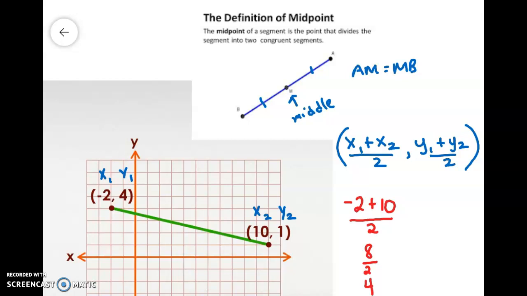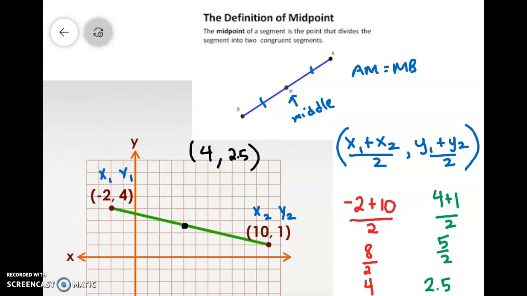So my y's are a 4 and a 1. 4 plus 1 is 5. 5 divided by 2 is 2.5, or you could leave it as 5 divided by 2. But the thing that people miss with the midpoint is that that's actually your final answer. It's the point (4, 2.5), which if I look, 1, 2, 3, 4, 2.5 is right here, the middle of the line.